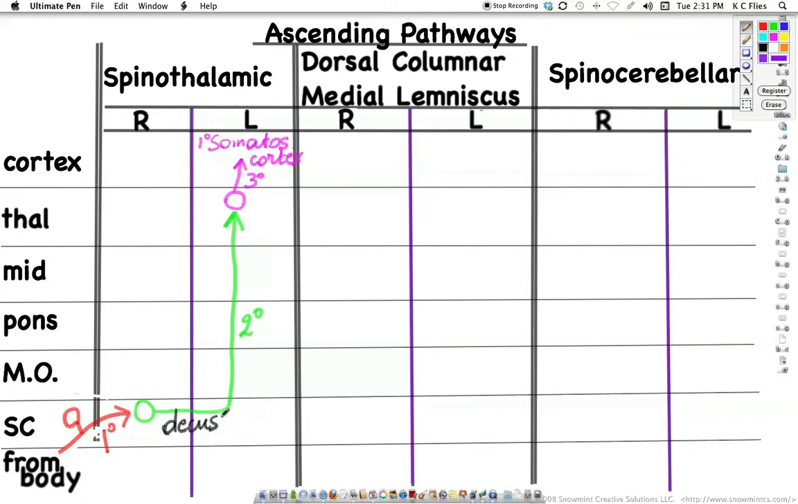Now, clearly, I could also have input coming in from the left side of the body, and then the crossing over would be towards the right side of the rest of the central nervous system. I'm just drawing one series of axons within the pathway. I hope you're aware of that.